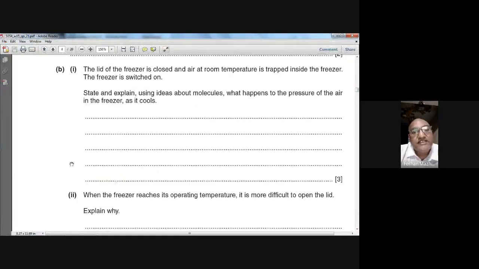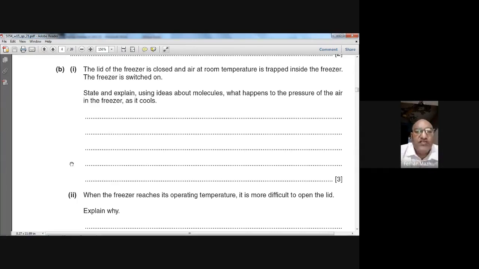B's first part: the lid of the freezer is closed and the air at room temperature is trapped inside the freezer. The freezer is switched on. State and explain, using ideas about molecules, what happens to the pressure of the air in the freezer as it cools.